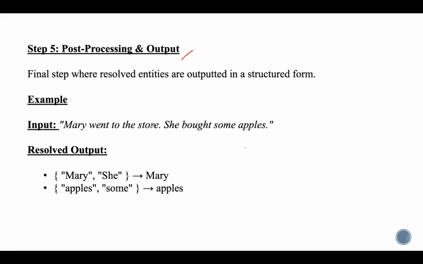If you take this example, Mary went to the store, she bought some apples. Here you can see two clusters. In the first one, Mary and she, so this word she refers to Mary. In the second cluster, we placed apples and some, so the word some refers to apples.